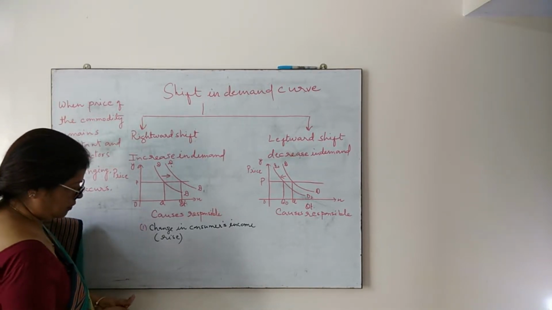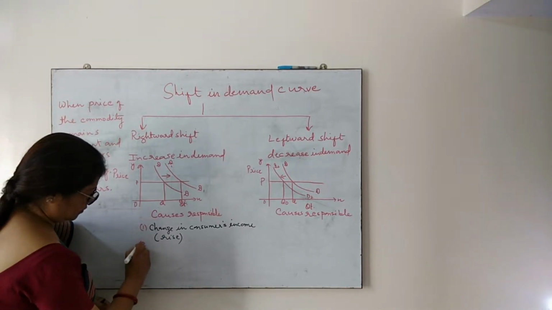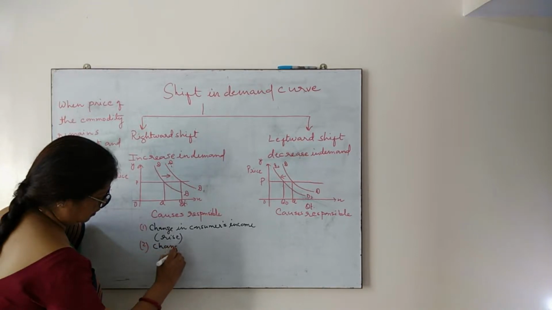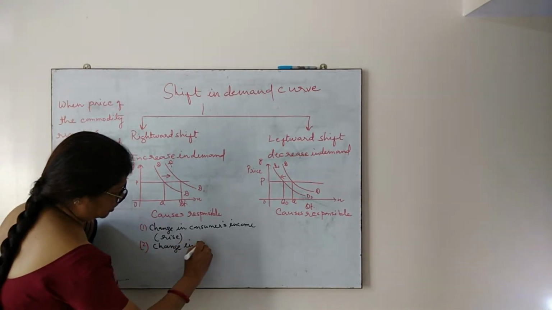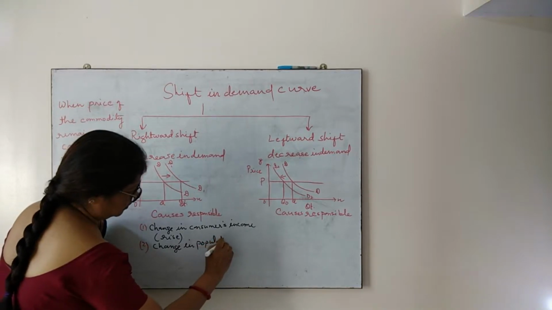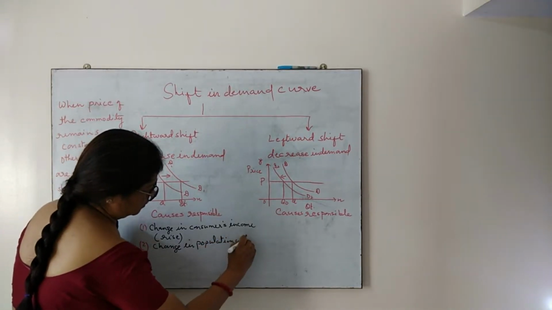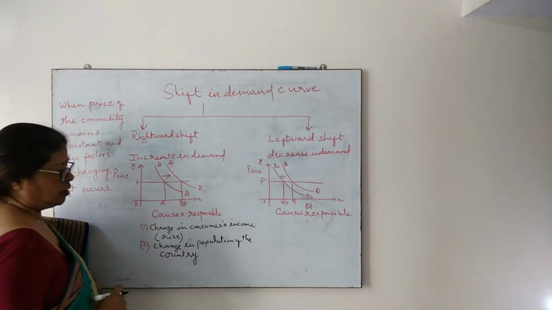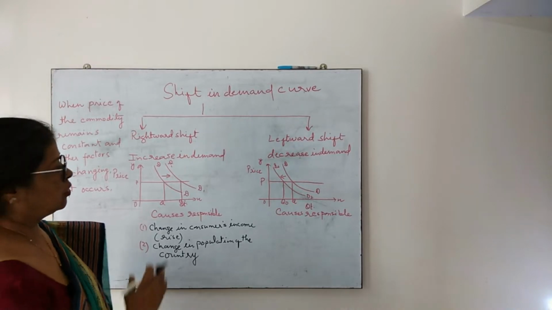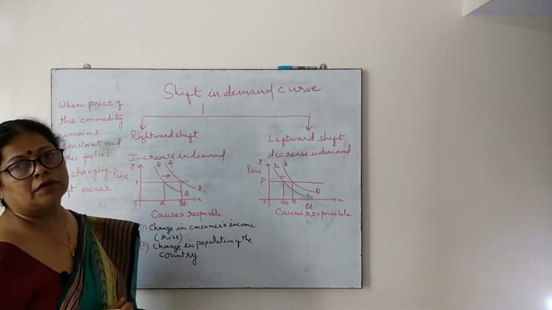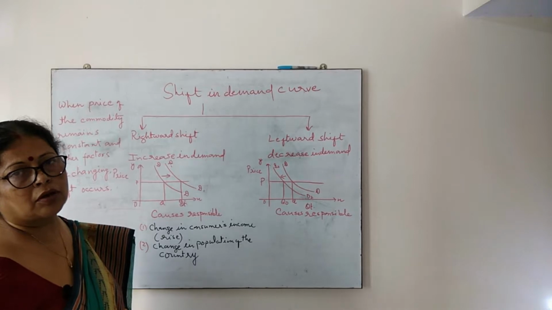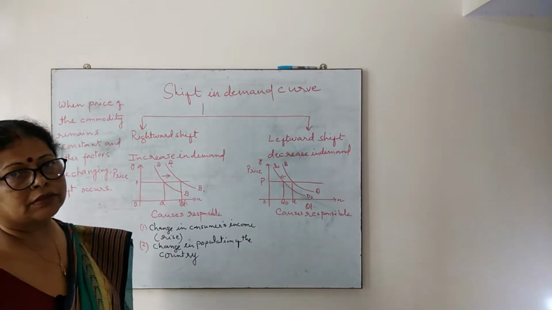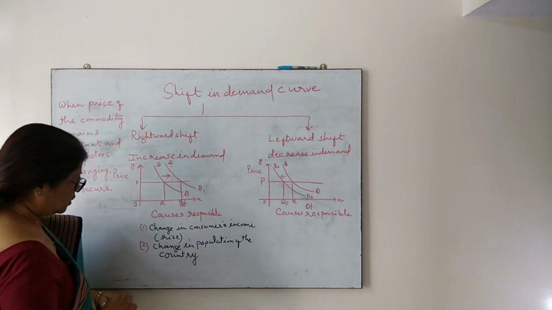Second, you can write change in population of the country. When population increases, then also the demand curve will be shifting to the right, because people are demanding more of the commodity, price remaining constant.